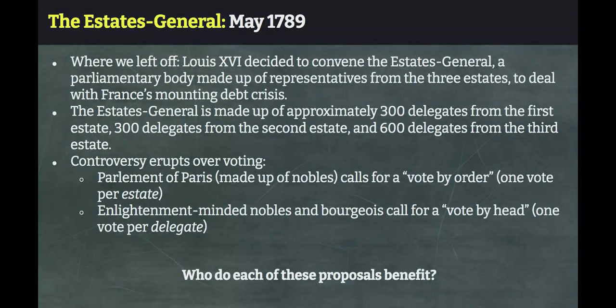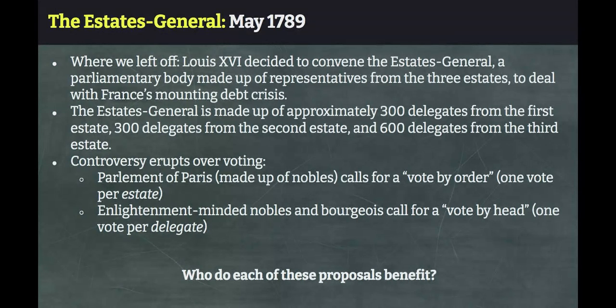All right, so where we last left off, Louis XVI had decided to convene the Estates General, which, as we remember, was a parliamentary body made up of representatives from the three estates in order to deal with France's mounting debt crisis. So, the Estates General is made of about 300 delegates from the First Estate, that's the clergy if you recall, 300 delegates from the Second Estate, and 600 delegates from the Third Estate. The Third Estate is the largest in terms of population, but these numbers aren't proportionate, right? They do have more representatives than the First and the Second Estate, but it doesn't represent their share of the actual population in reality. So it's already not very equal, right?